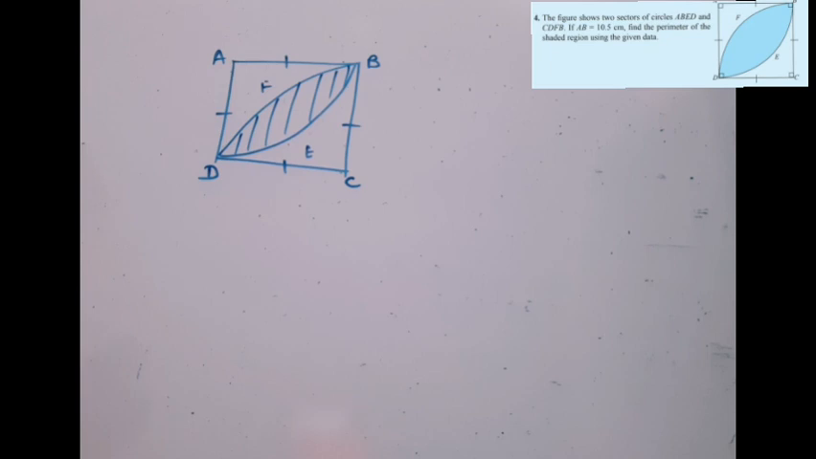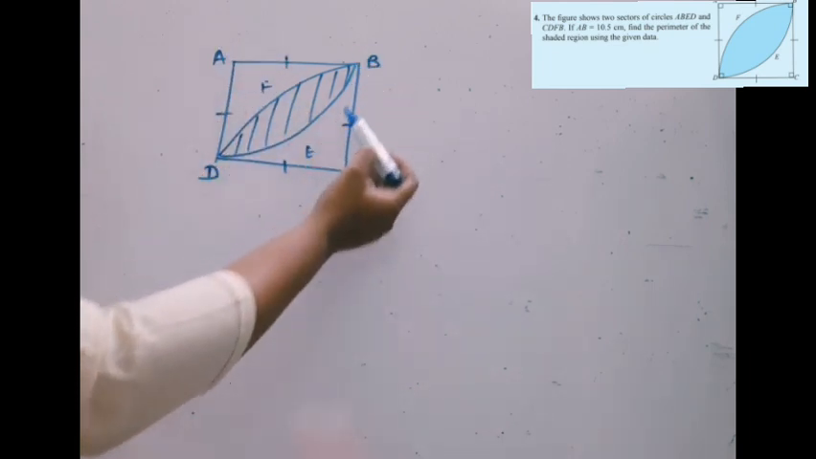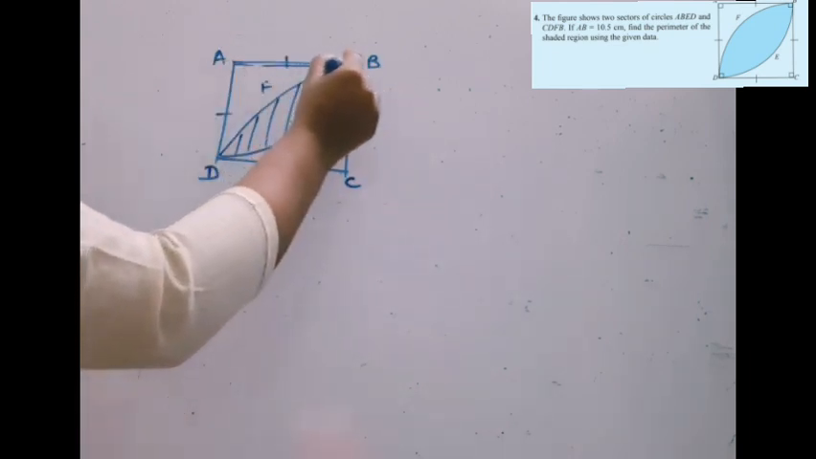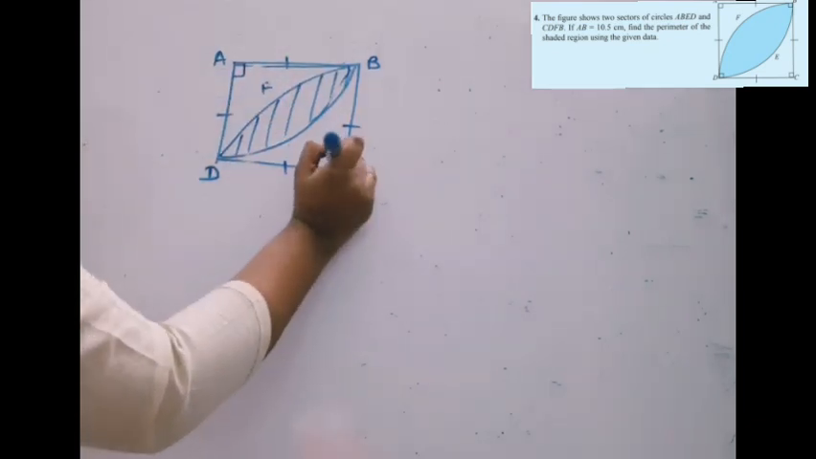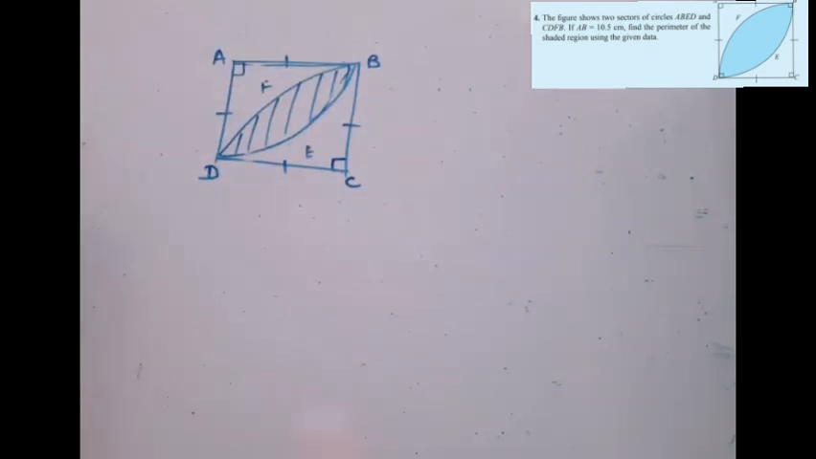I'm going to do one more sum for you all children. So this is the last sum. This figure shows 2 sectors of a circle, ABED and CBDFB. ABED is actually a sector of a circle. So this is a right angle. They have already marked it in the diagram.